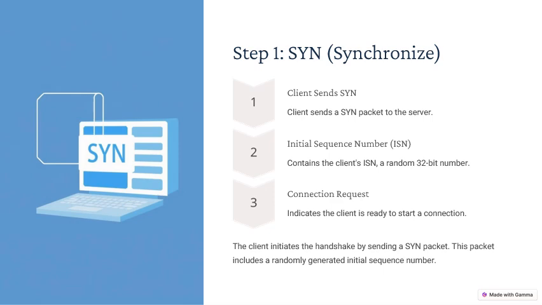The first step in the handshake is the client sending a SYN packet to the server. The SYN stands for synchronize. This packet includes the client's initial sequence number, or ISN. The ISN is a random 32-bit number. The SYN packet essentially says, I'm ready to start a connection and my starting sequence number is the ISN value.